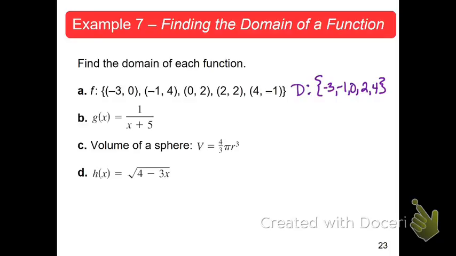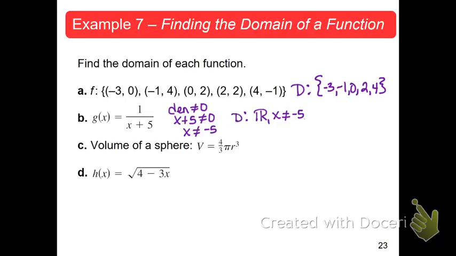B, what's wrong with this? Well, we have a fraction. So remember, to find it, we said our denominator cannot equal 0. So set up your denominator, x plus 5, set it not equal to 0, and solve, and we find x cannot equal -5. So our domain is going to be all real numbers except x cannot equal -5.